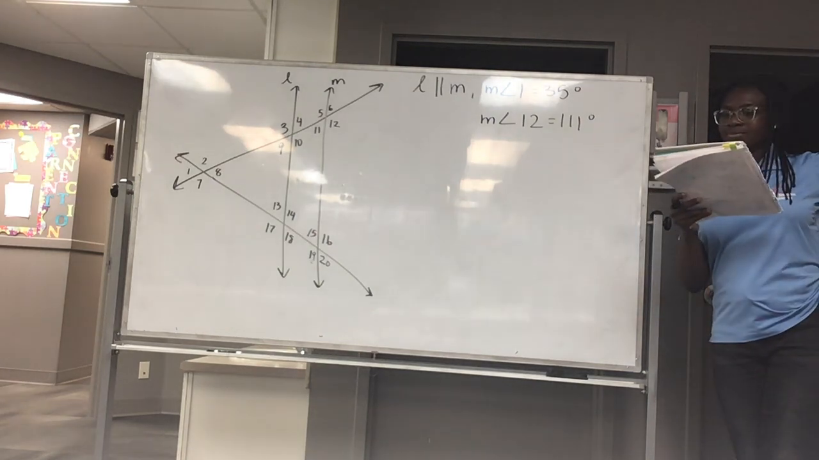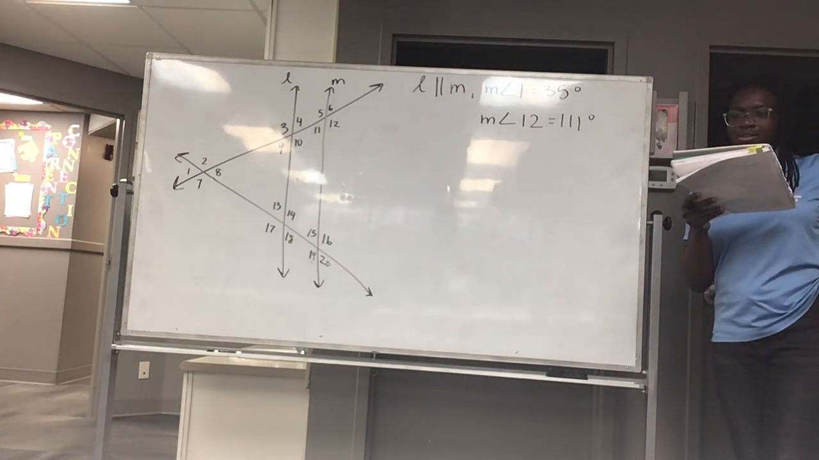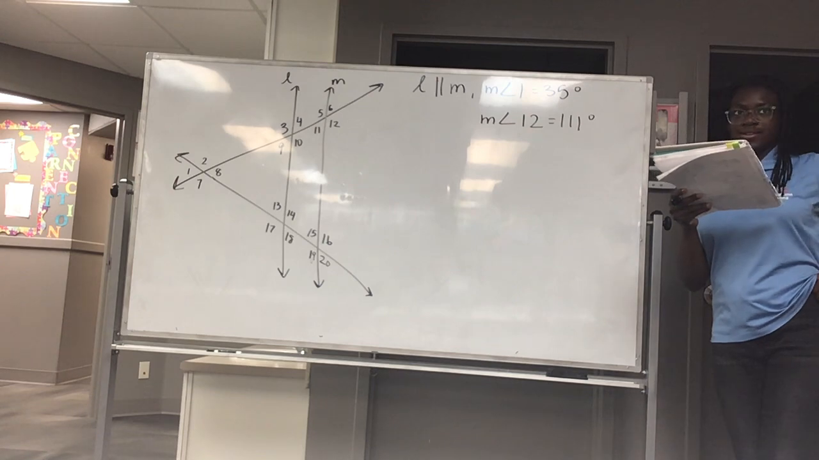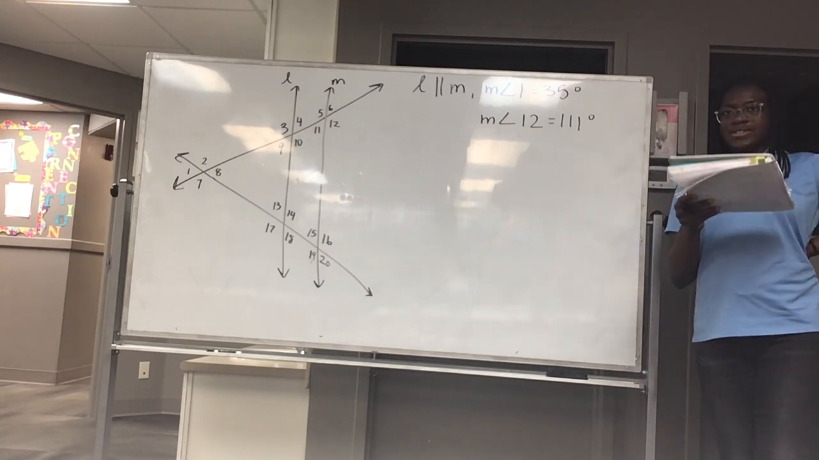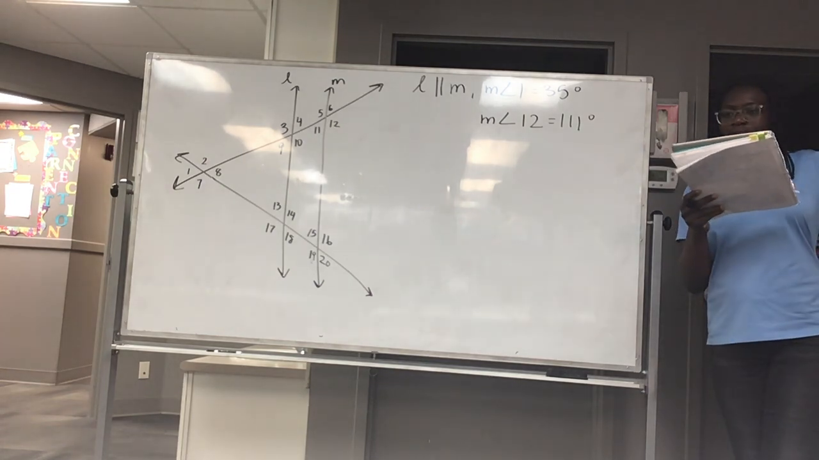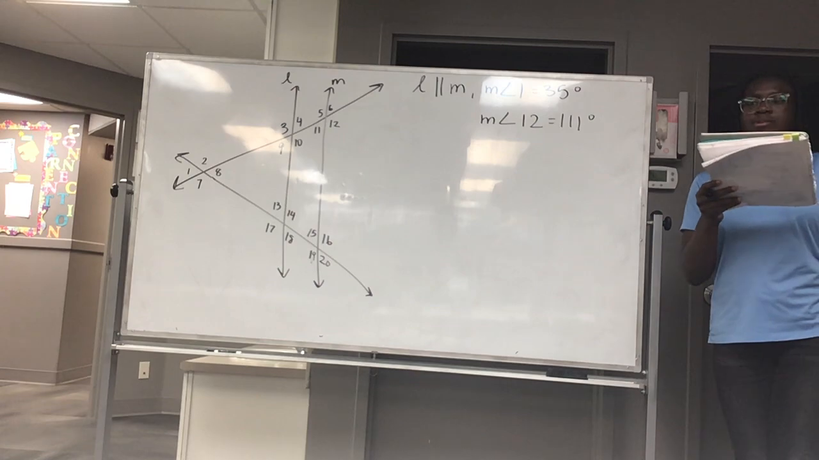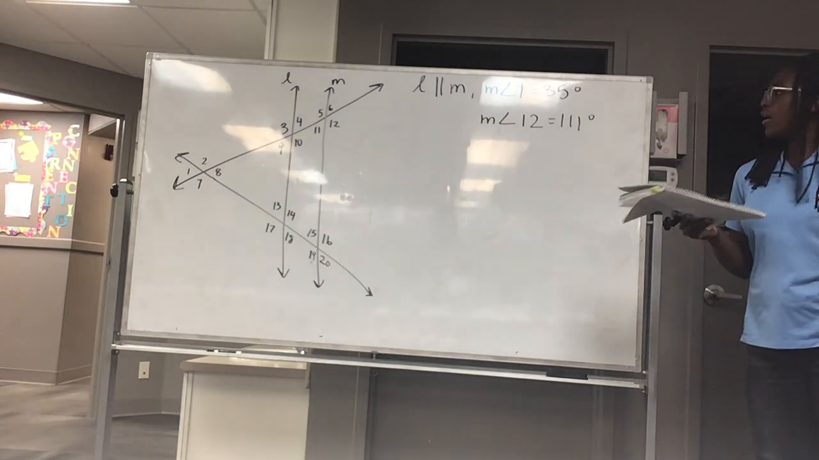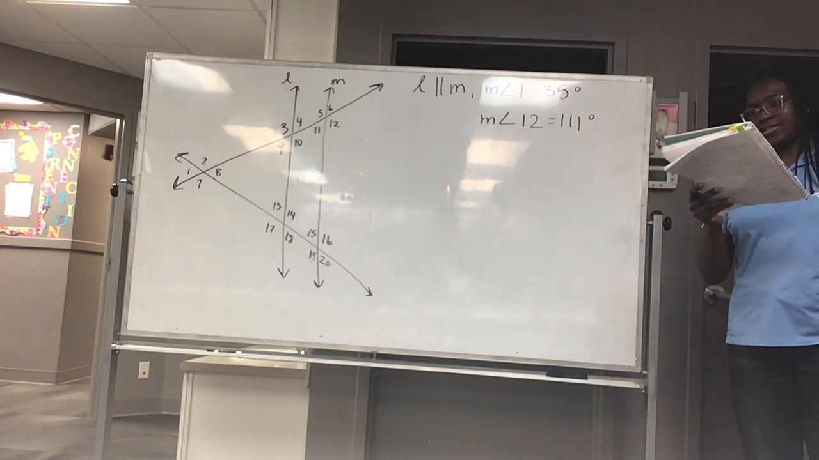4. 69. 5. 111. 6. 69. 7. 145. 8. 35. 9. 69. 10. 111. 11. 69. 12. 111. 13. 69, 76. Yeah, 76, for 13.